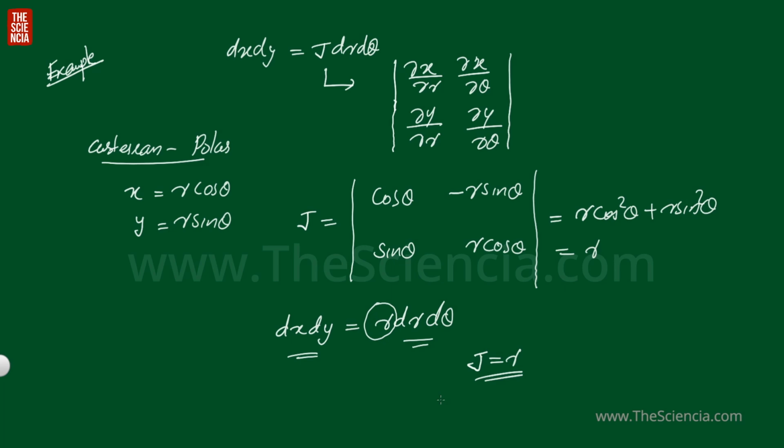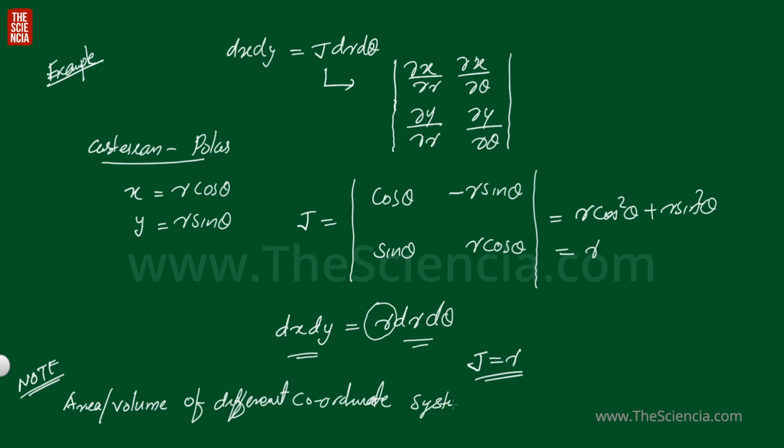In the earlier class, I already told you the various area elements in different coordinate systems, right? A small note for you: area or volume of different coordinate systems are related through Jacobian. Okay.